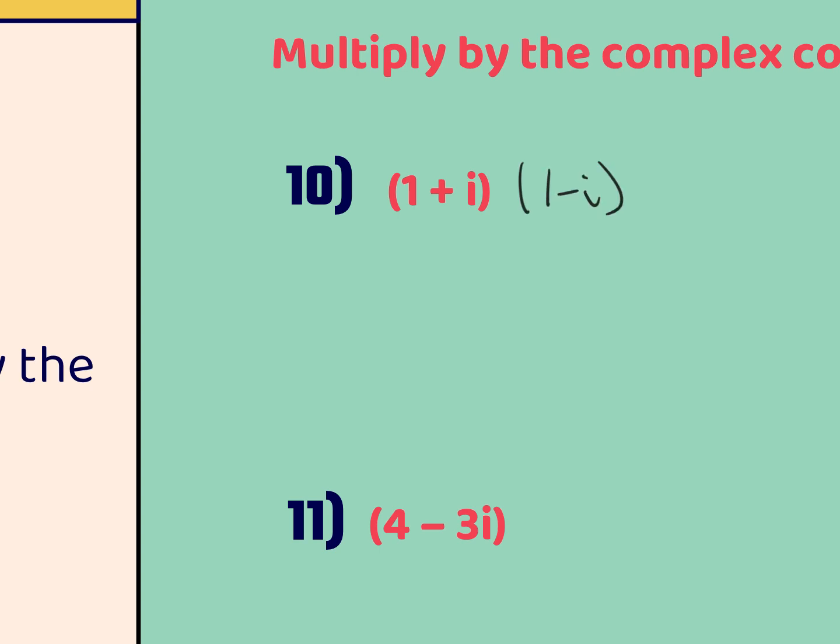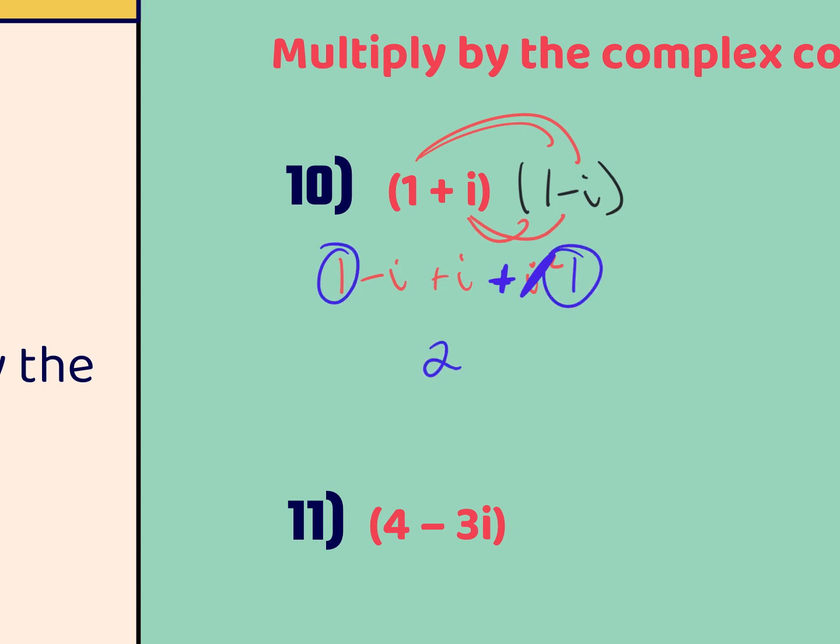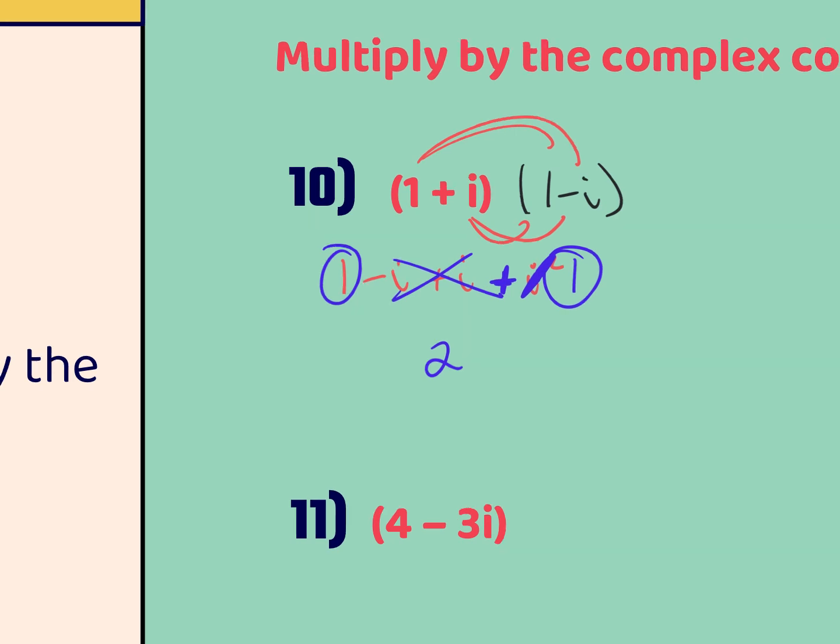What's 1 times 1? 1. What's 1 times negative i? Negative i. What's i times 1? Plus i. And then what's i times negative i? Minus i squared, right? So as soon as you see that i squared, I'm going to cross it off and put a plus here. What number is there, guys? There's a 1, okay? So now real with real, 1 plus 1 is 2. What happens to your i's? They cancel. Every single time you multiply by complex conjugates, the i's should disappear. It's very important. If they don't, then you messed up a sign or something.